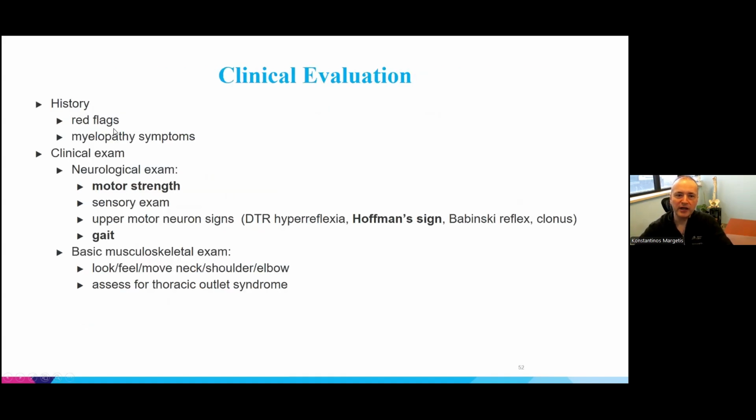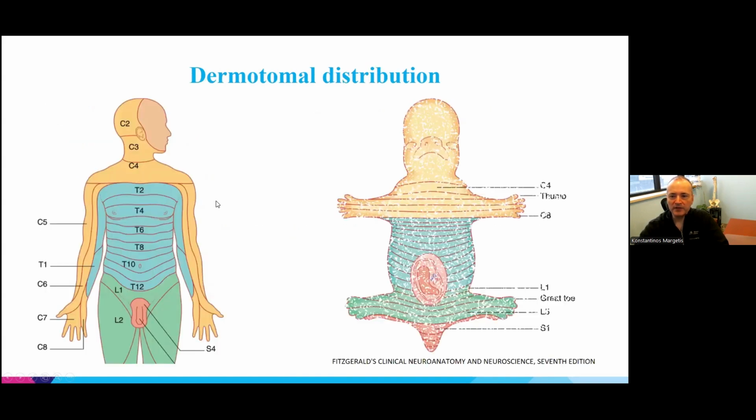The clinical evaluation, again, starts with red flags from the history. We need to ask about myelopathy symptoms, and we do the neurological exam. Sometimes people get confused about the dermatomal distribution, and why C6 goes to the thumb, why C7 is more like the middle finger, and why C8 is the little finger. That has to do with the embryological development of the human body, where the limbs grow, let's say, laterally. So that's why the thumb will be C6, the middle finger C7, and the little finger C8.